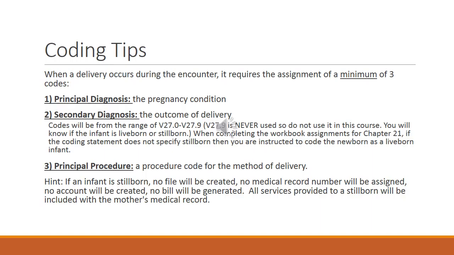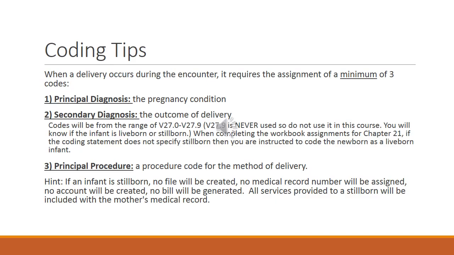Okay, continuing on with coding tips. When a delivery occurs during the encounter, it requires the assignment of a minimum of 3 codes. 1. The principal diagnosis, which is the pregnancy condition. Number 2, which is the secondary diagnosis of the outcome of delivery. Now codes will be from the range of V27.0 to V27.9.